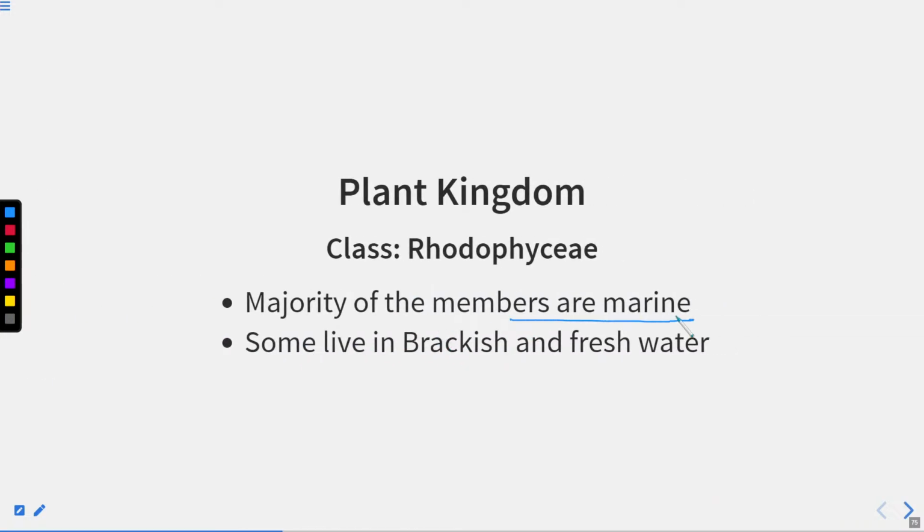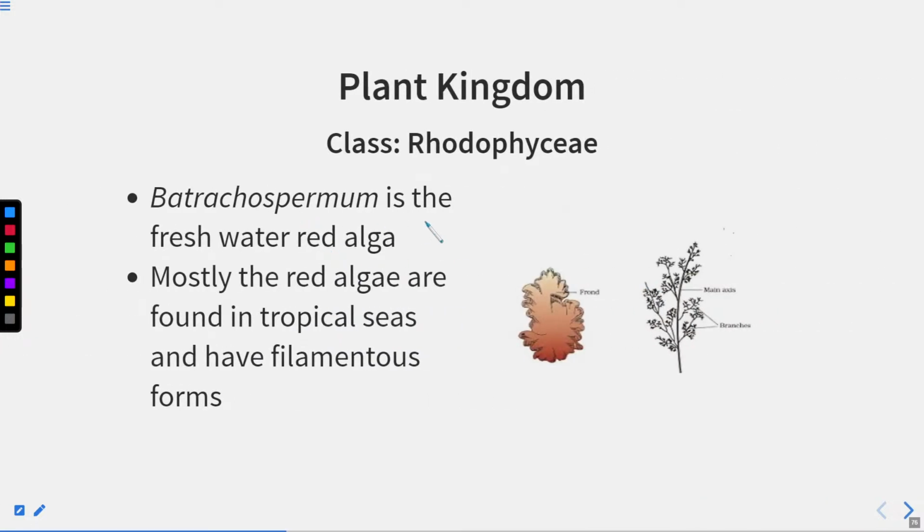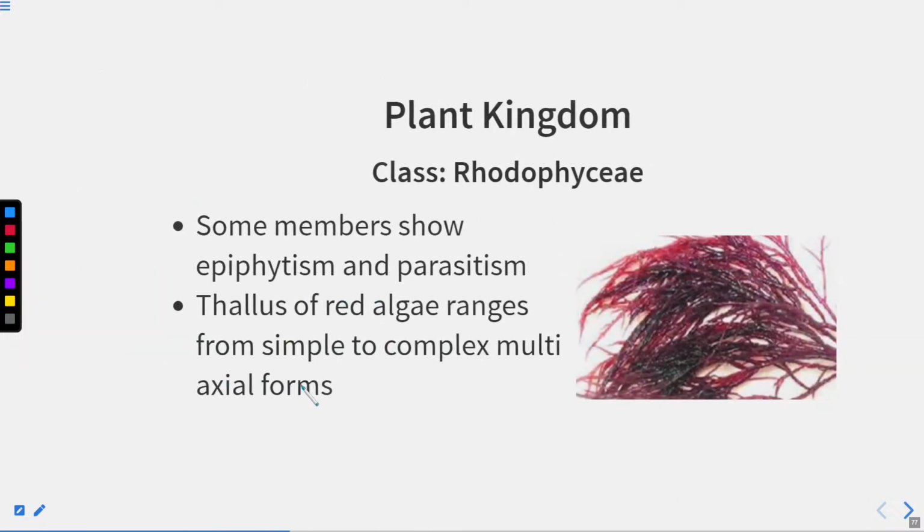The majority of the members are marine, and some live in brackish as well as freshwater, but the majority are marine. Batrachospermum is the freshwater red alga. So this is an important point to remember: one freshwater alga, Batrachospermum. This is one of the examples. And mostly the red algae are found in tropical seas and have a filamentous form.